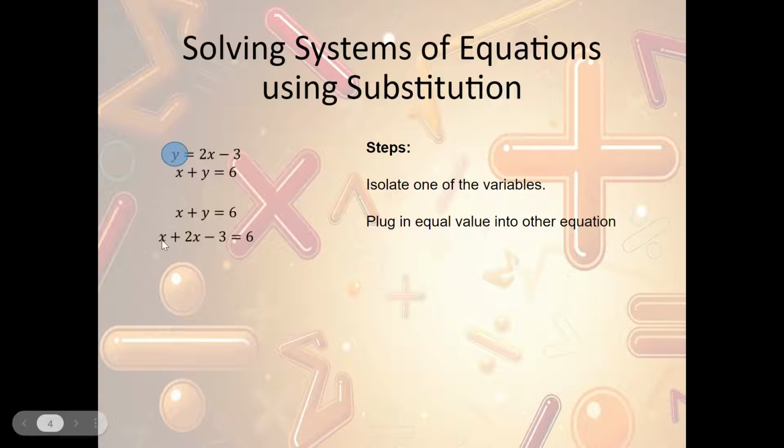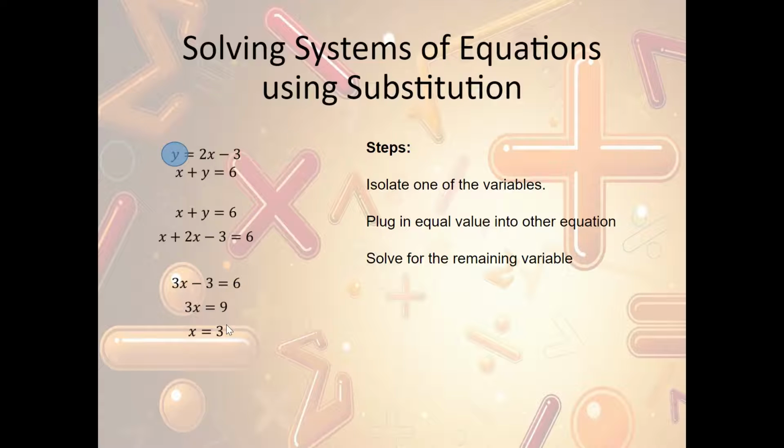So now it says x plus 2x minus 3 is equal to 6. Now I can solve for x. So I combine like terms. I get x plus 2x is 3x. So I have 3x minus 3 is equal to 6. Then I'm going to add 3 to both sides. And I get 3x is equal to 6 plus 3 is 9. Now I can divide both sides by 3 to get x by itself. And I get x equals 9 divided by 3 is 3. So there's my x. That's the x coordinate of where they cross.